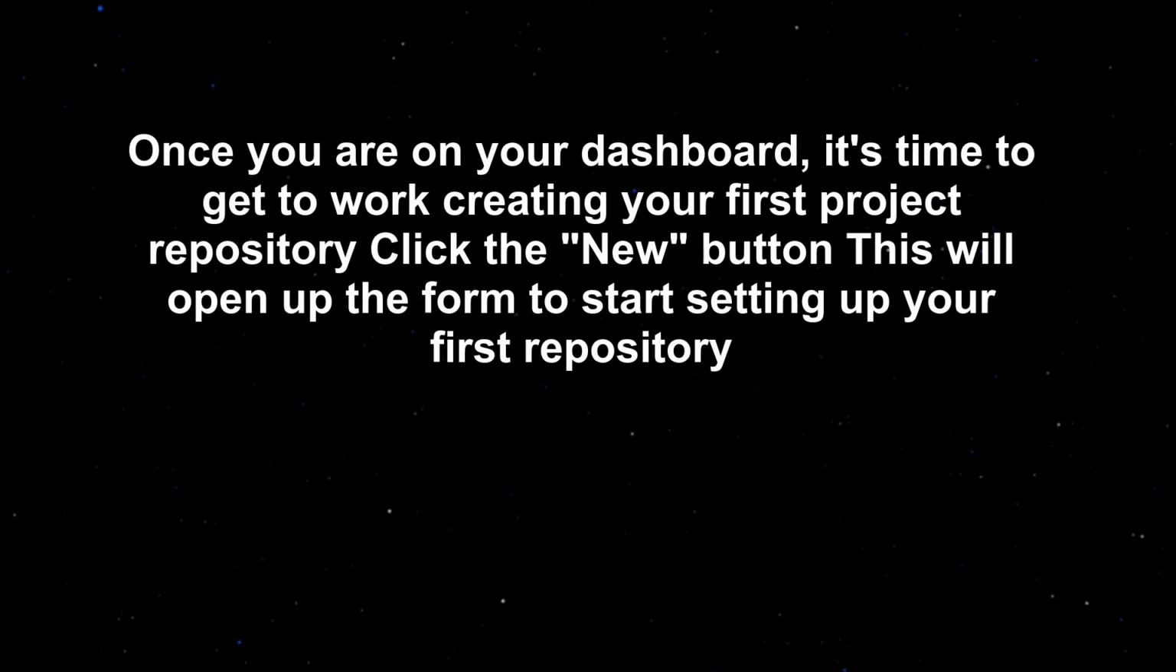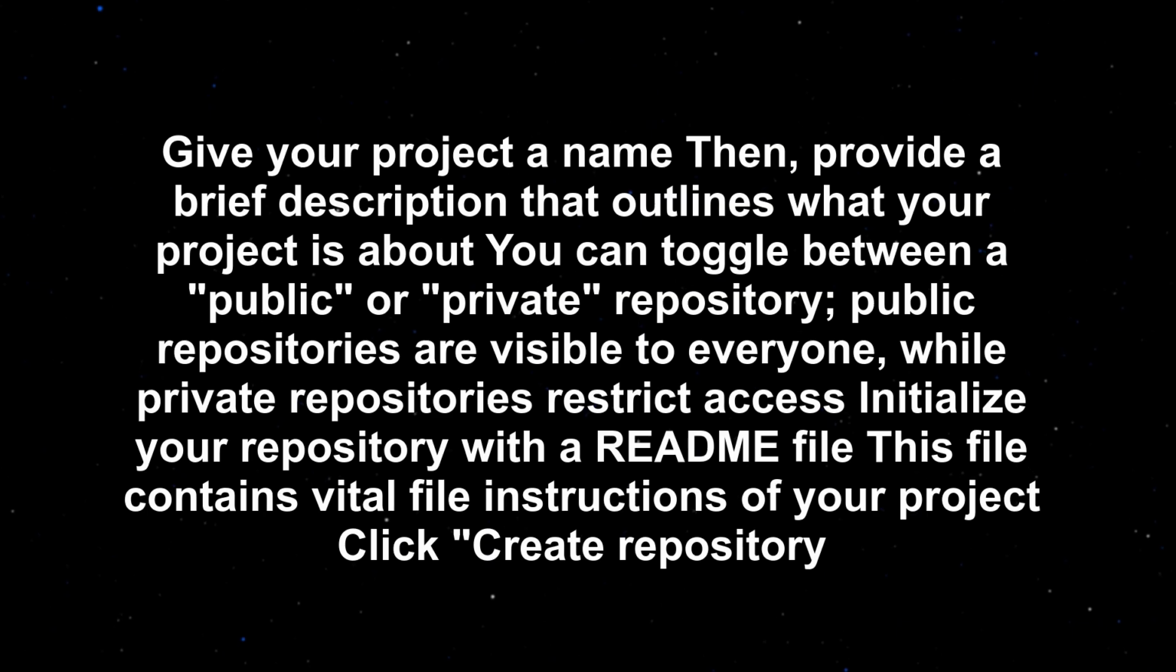Once you are on your dashboard, it's time to get to work creating your first project repository. Click the New button. This will open up the form to start setting up your first repository. Give your project a name, then provide a brief description that outlines what your project is about. You can toggle between a public or private repository. Public repositories are visible to everyone, while private repositories restrict access.